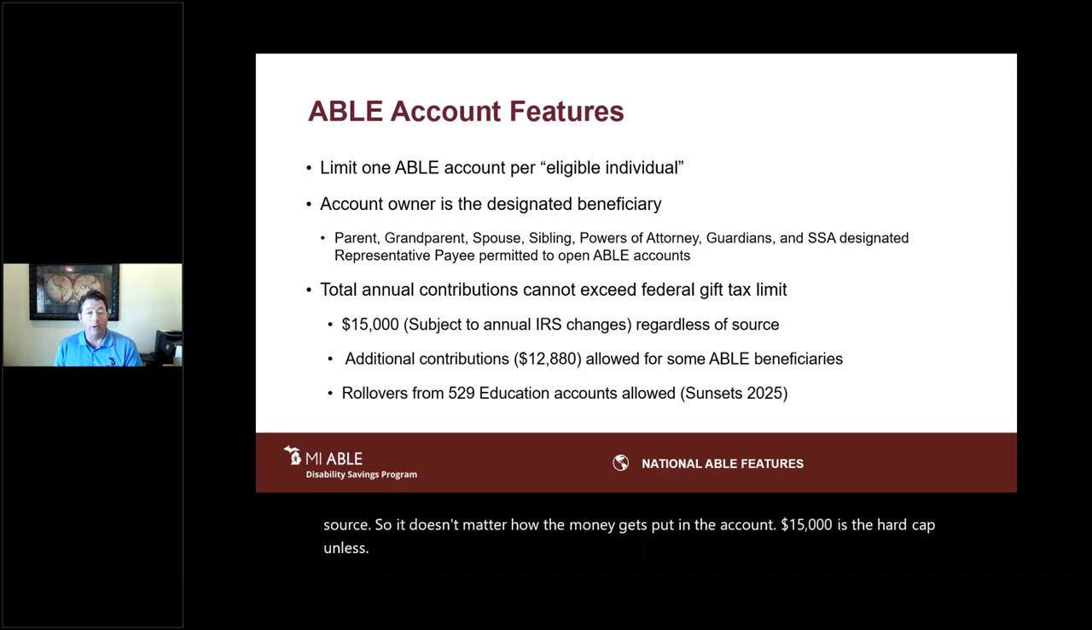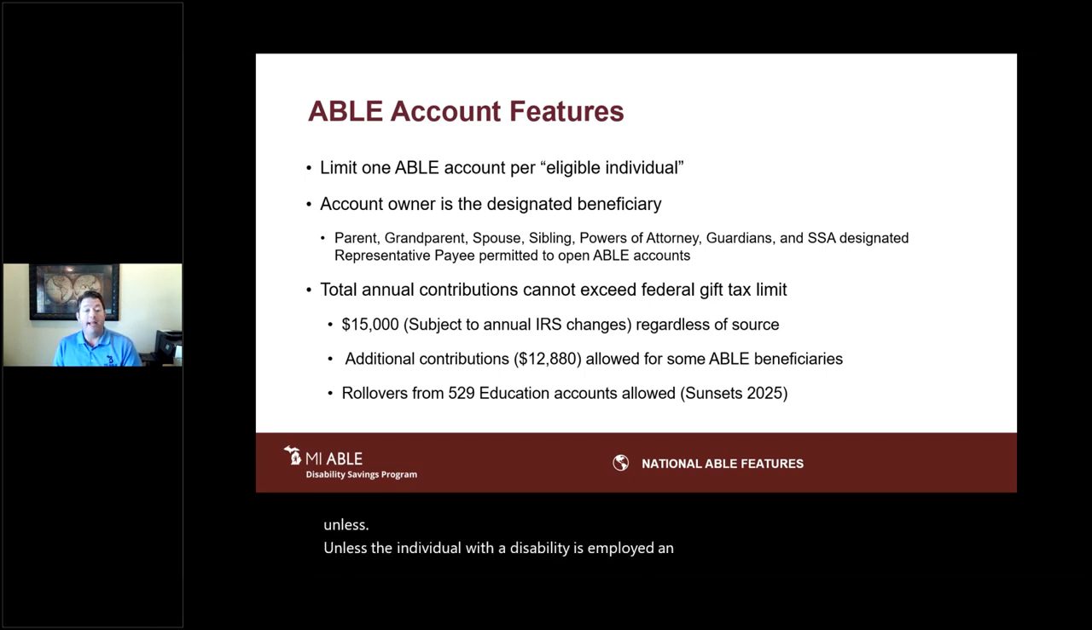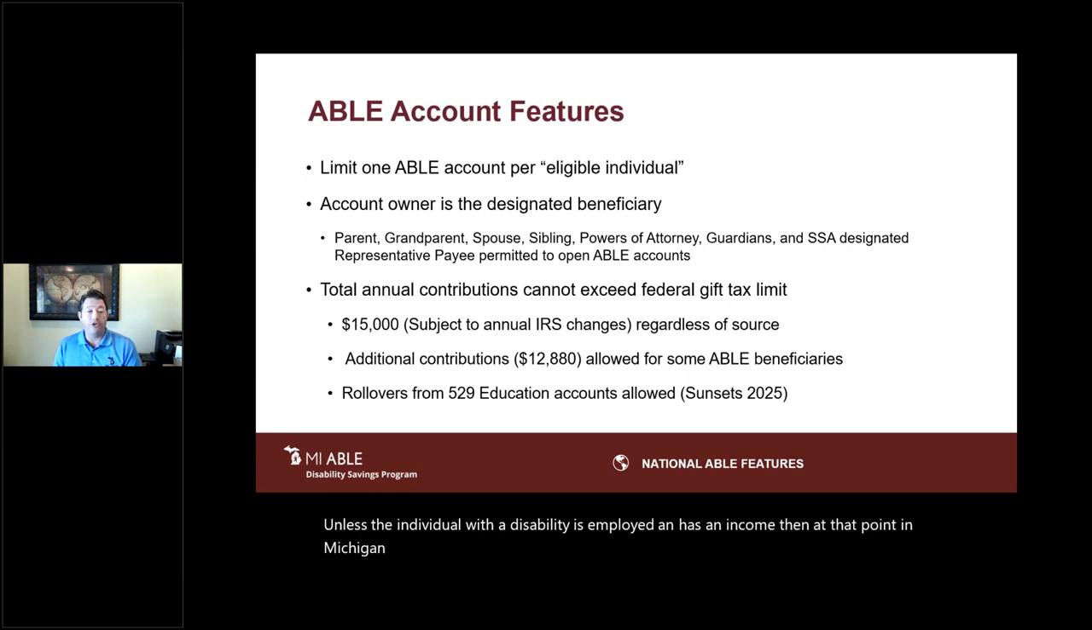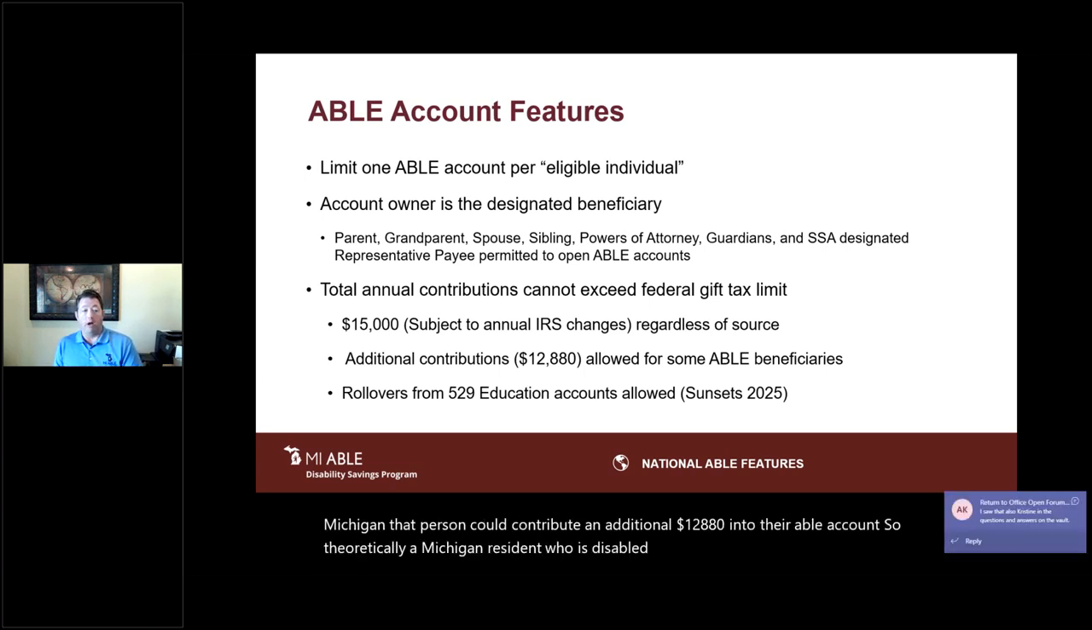Unless the individual with a disability is employed and has an income, then at that point in Michigan, that person could contribute an additional $12,880 into their ABLE account. So theoretically, a Michigan resident who is disabled and employed could contribute up to $27,880 this calendar year into their ABLE account.